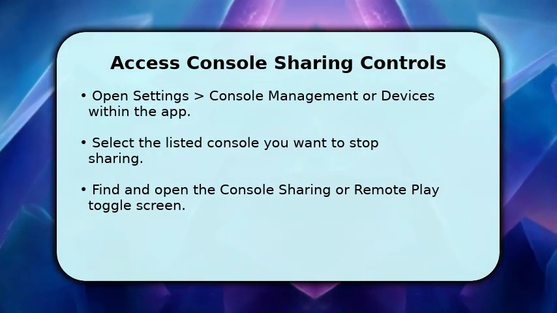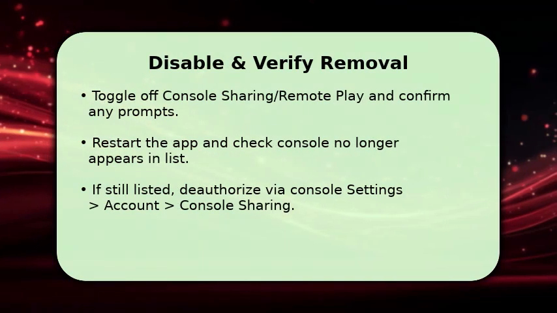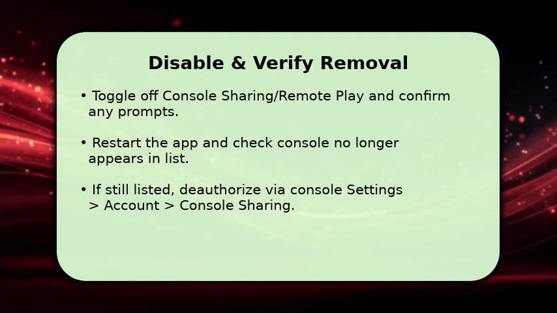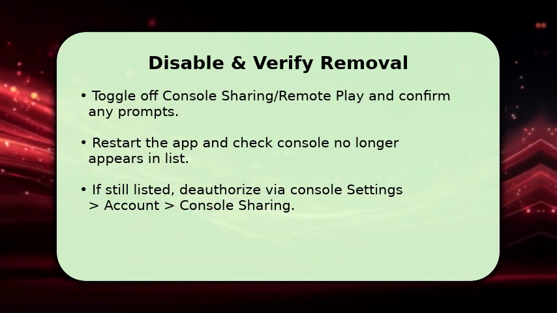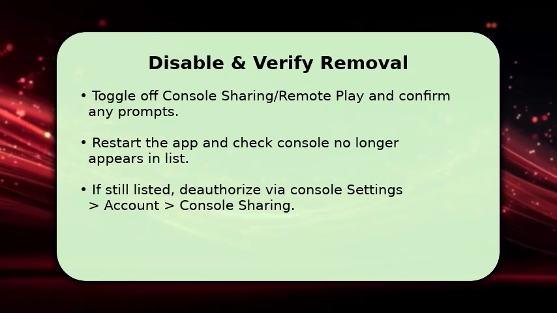Turn the console sharing or remote play toggle off and accept any confirmation prompts. You must confirm to apply the change. Once switched off, close and reopen the PS app, then verify the console is gone from your linked devices list. This proves the revoke succeeded.